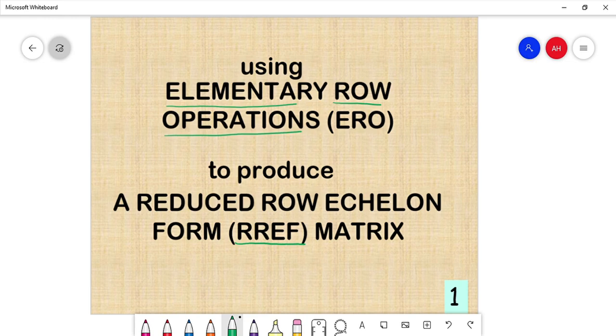Therefore, in this video, we are going to discuss two very important concepts. Number one is ERO: what we actually mean by elementary row operations, how many of them altogether, and how to do it. We are going to discuss that shortly. And then, by doing ERO, we are trying to fulfill the requirements of an RREF matrix. What are the requirements for RREF that we have to follow? That we are also going to discuss in this video.